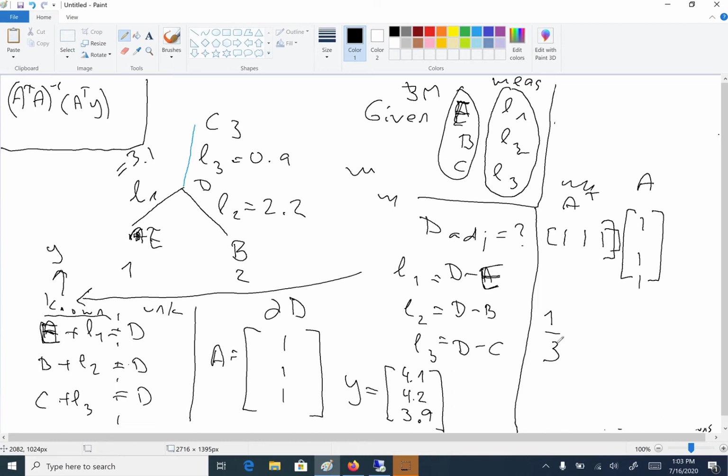times A transpose times Y, where the Y vector is 4.1, 4.2, and 3.9. So A transpose times Y is going to be 1 times 4.1 plus 1 times 4.2, that's 8.3, plus 1 times 3.9, that's 12.2.